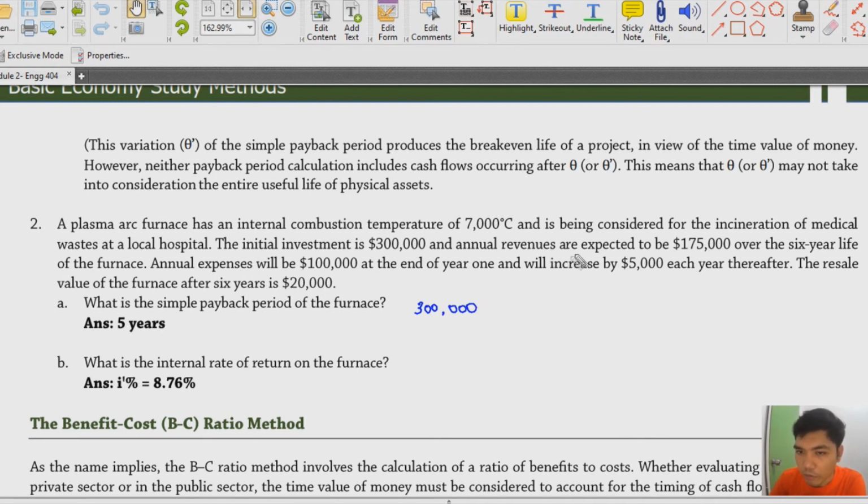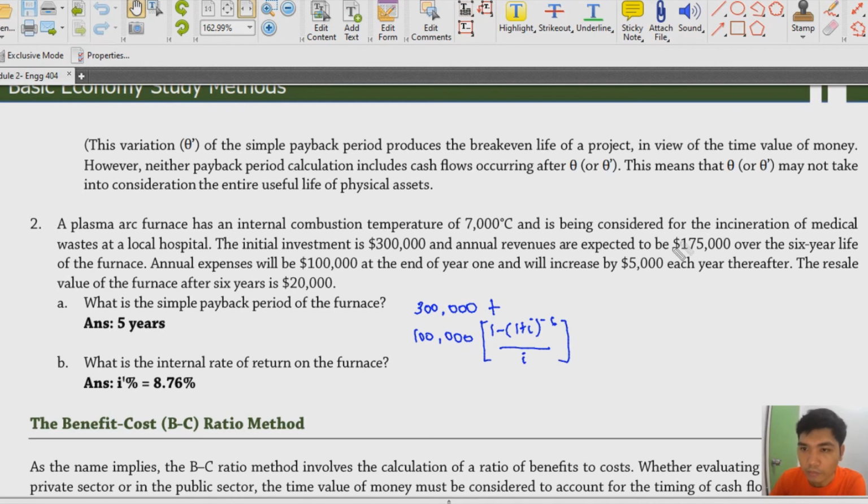But then again, our revenues are expected to be 175,000. So, knowing that this is the investment and the expenses is 100,000, this 175,000 is on the other side. So, this, let us just leave it as 300,000 and then we add our other expenses here. That's 100,000. Okay, and then we multiply this with the factor that will make this in present worth. So, that's 1 minus 1 plus I raised to negative 6 divided by I.